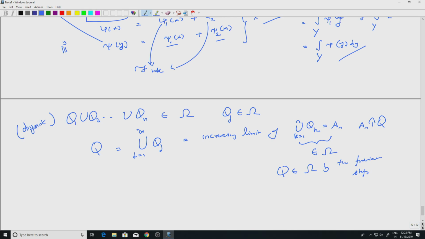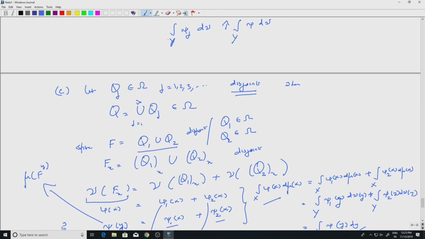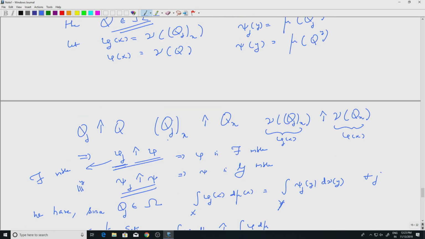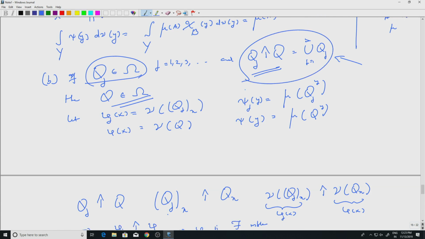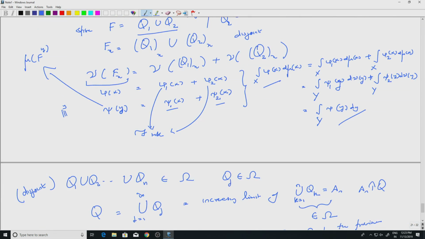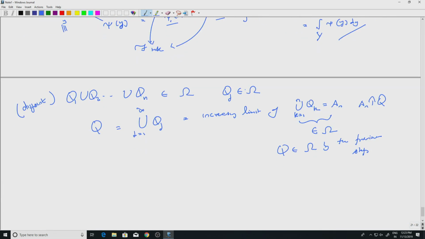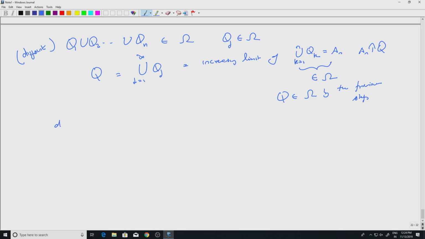So let us go back. What did we want to prove? We want to prove that if I have disjoint sets, then the union will be in omega, right, and we use the fact that it is closed under increasing limits, right. This is the fact that it is closed under increasing limits. Okay. So we have proved three properties A, B, C. We need one more property. So let us call that D.